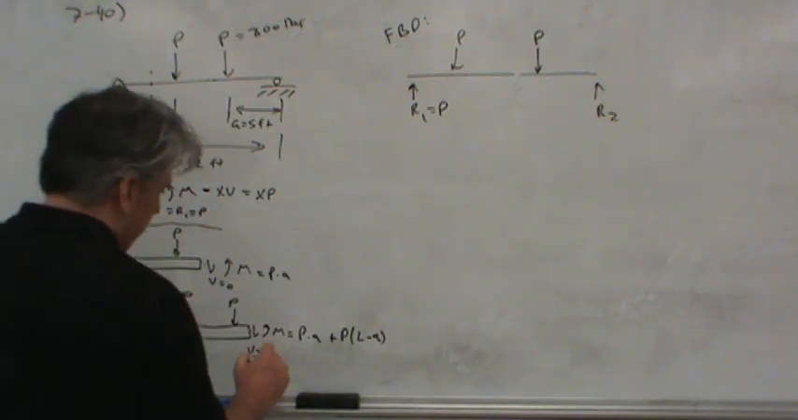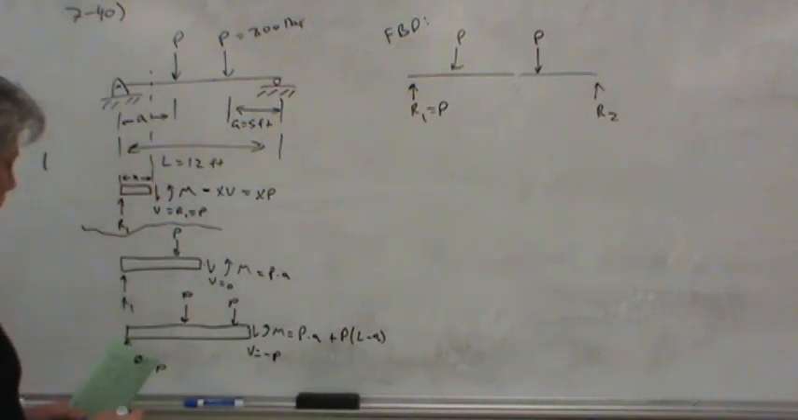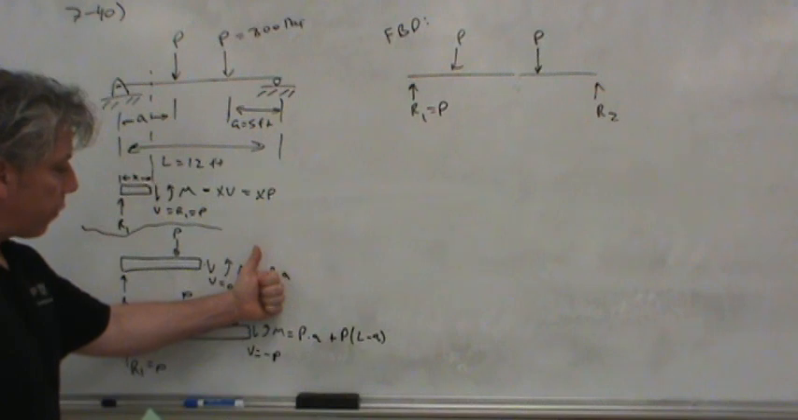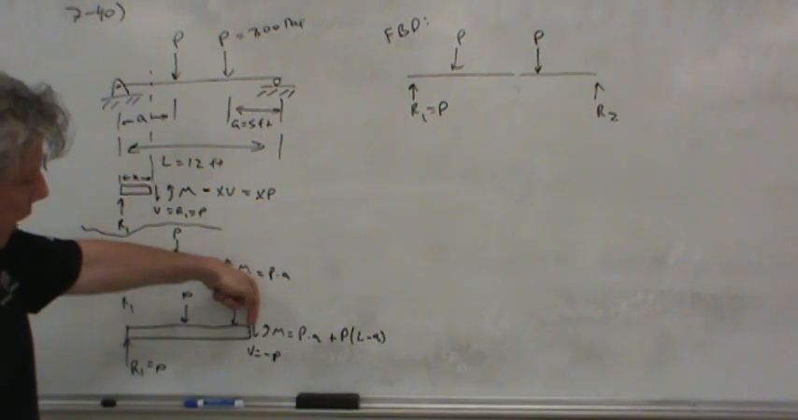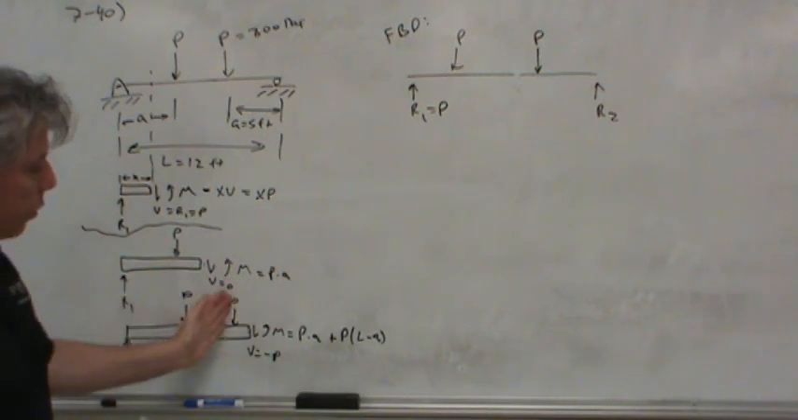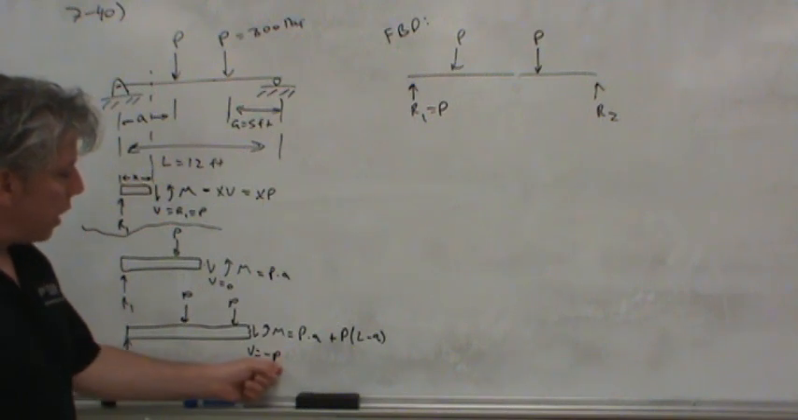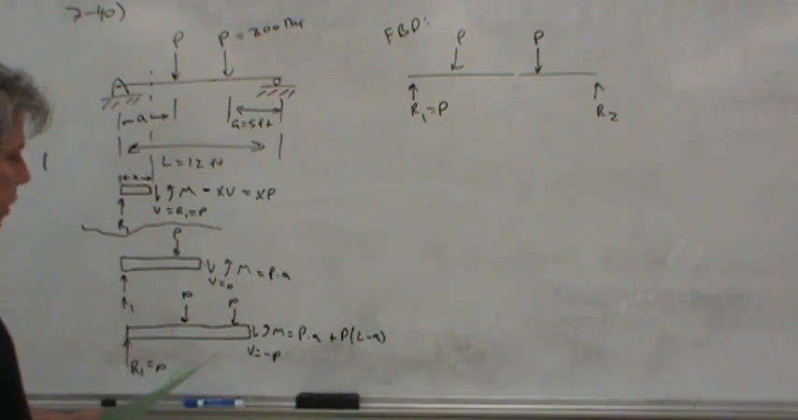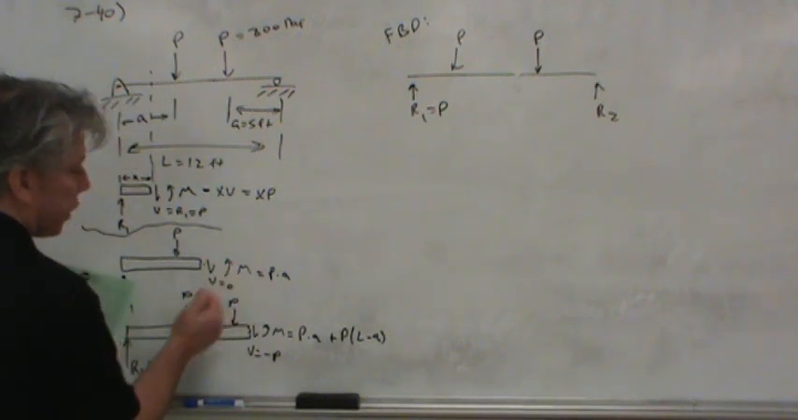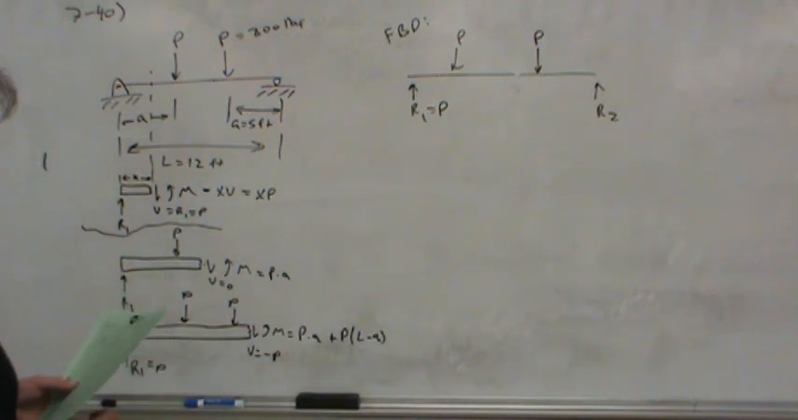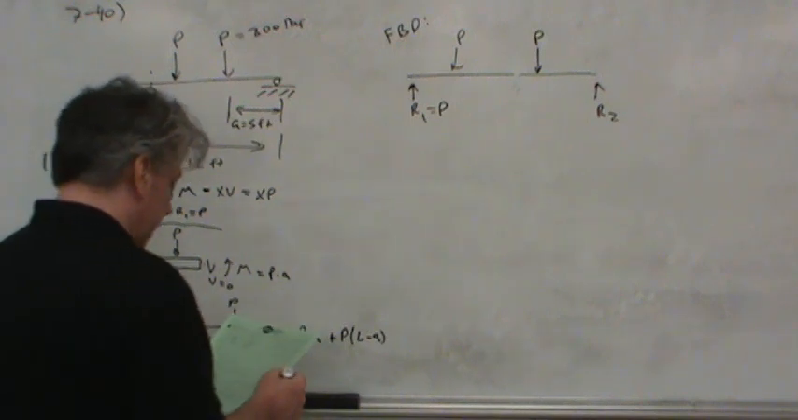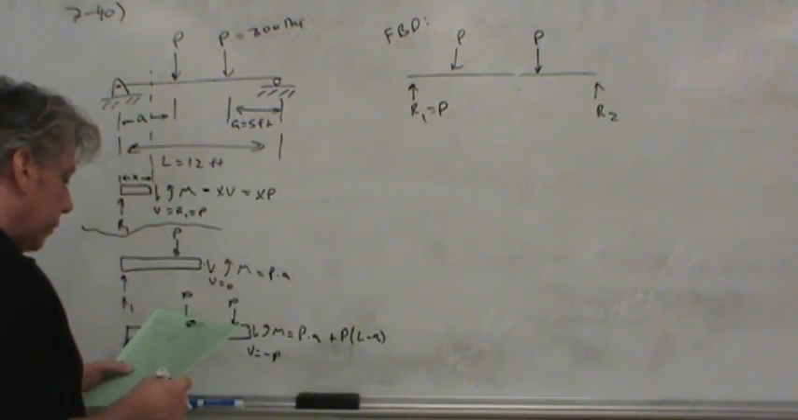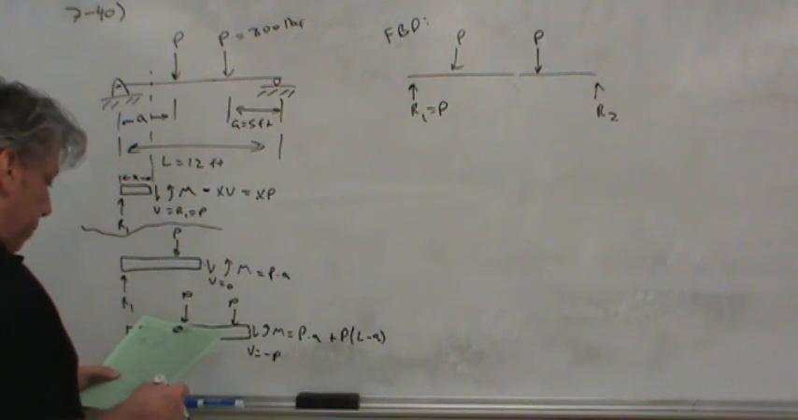Well, let's see, it must just be negative P. Because look, we've got one force P up, two forces P down. We better have another force up, but we always draw the positive shear direction downward when we have a right-hand cut face. And so negative P is the magnitude of the shear. In other words, the shear is actually pushing up. So that's going to be an opposite sign.